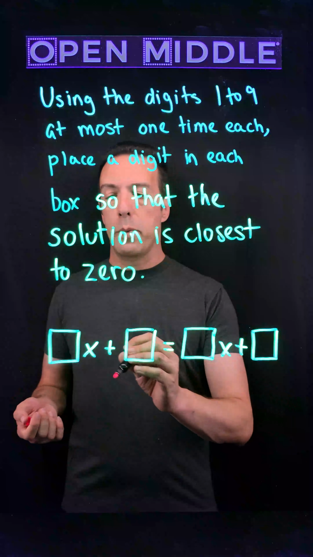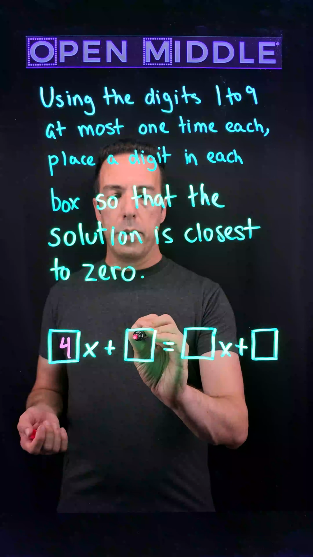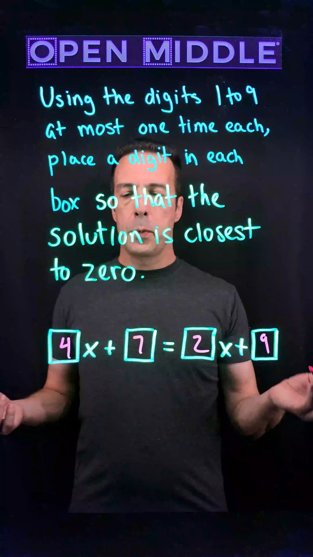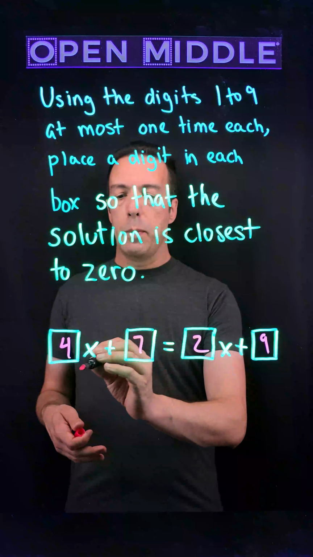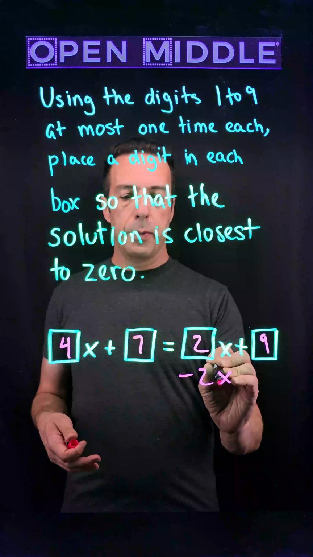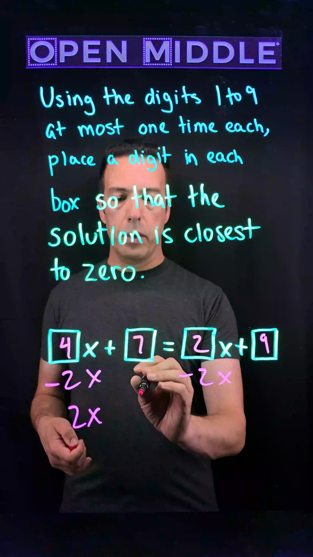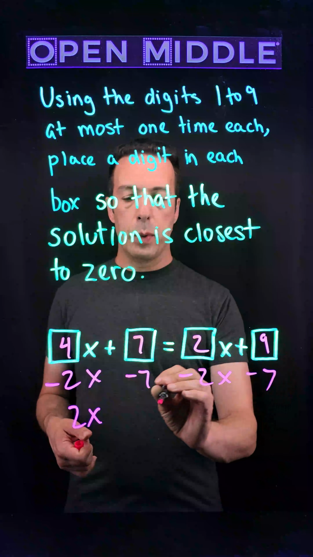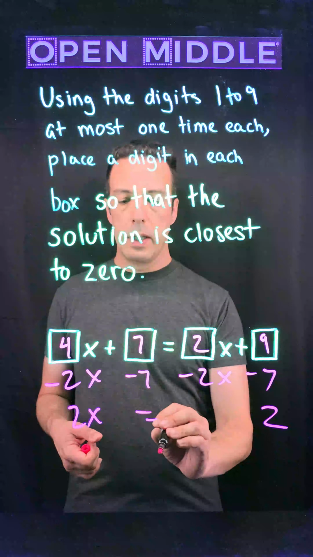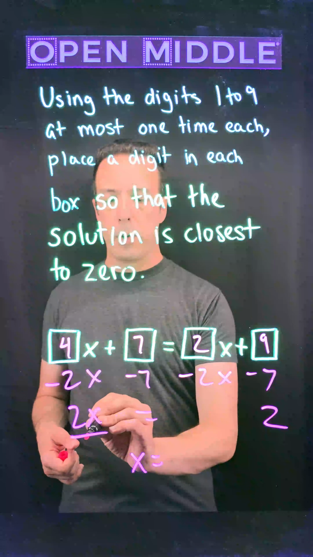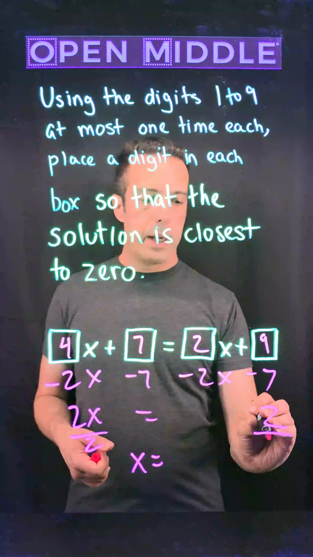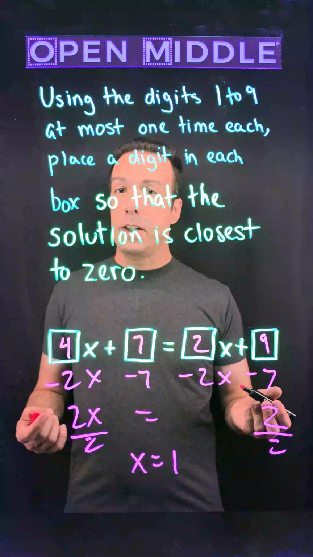So we're just going to pick 4 random numbers. We'll pick 4, 7, 2, and 9. Okay, so now we're going to try to solve this. We subtract 2x from both sides, and we get 2x. We subtract 7 here, 7 minus 7, and we're going to get 2x equals 2. And so x will equal, we divide both sides by 2, and x equals 1. It's actually not too bad, right?